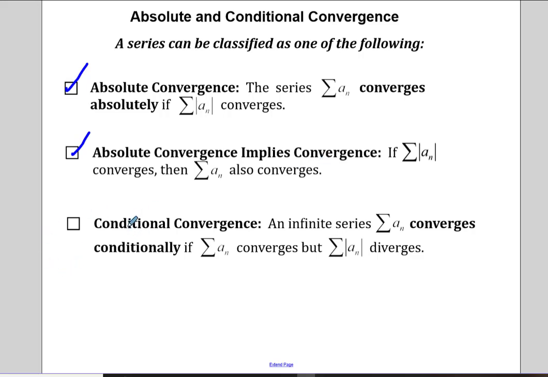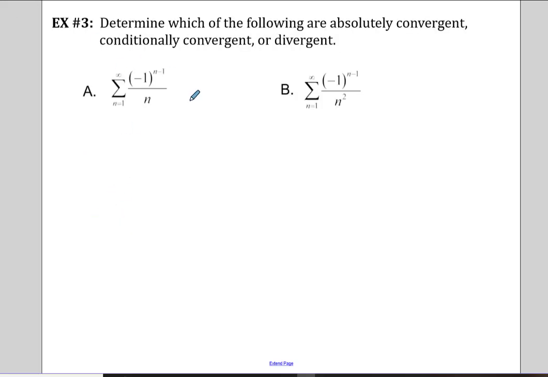And conditional convergence says, an infinite series a sub n converges conditionally if our a sub n summation converges, but the absolute value diverges. So we've got three things going on, and let's explore with four easy examples. We want to determine which of the following are absolutely convergent, conditionally convergent, or divergent.